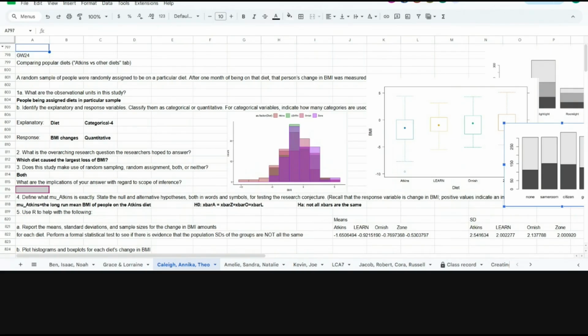Define what mu Atkins is exactly. So mu Atkins is the long run mean. Okay, I would just make a small change. Mu Atkins is the long run mean. I'm glad the quantity is not BMI, it's BMI change. That's very important. So it is the mean BMI change on the Atkins diet. These are small things, but they are quite important.